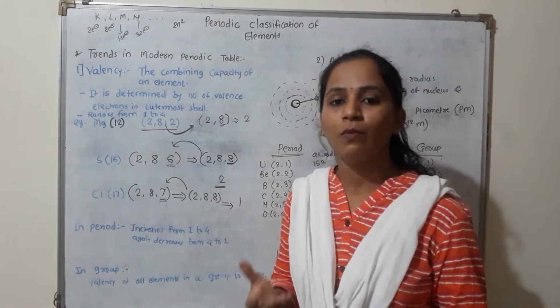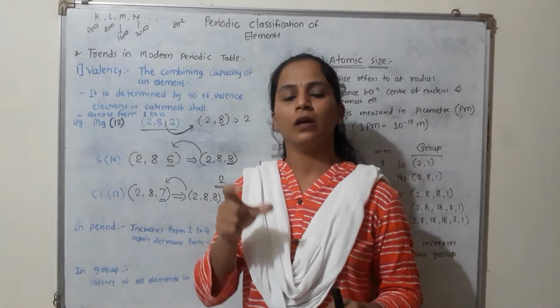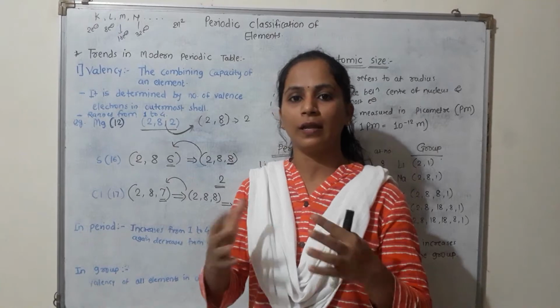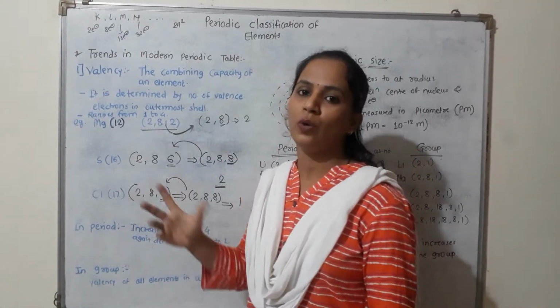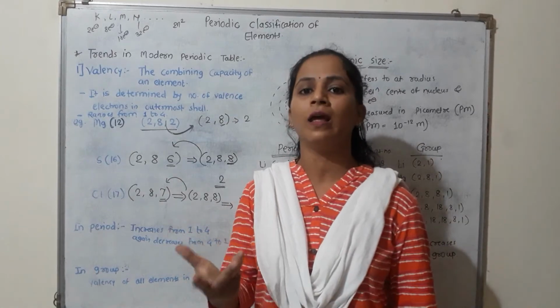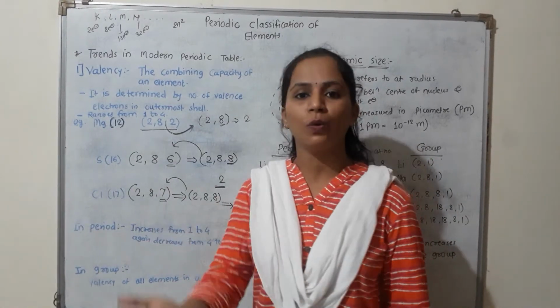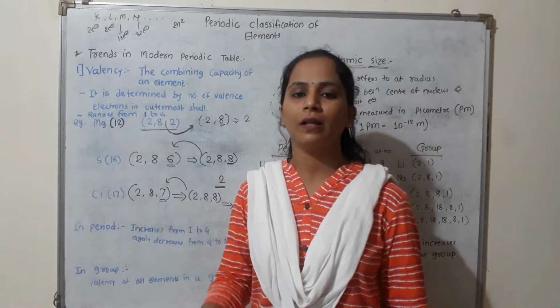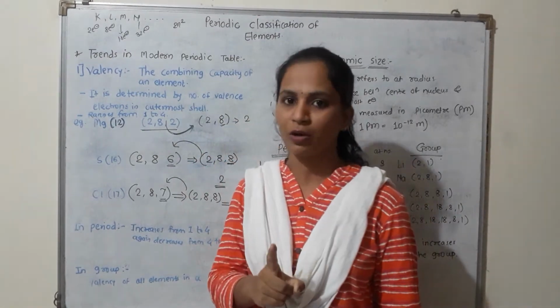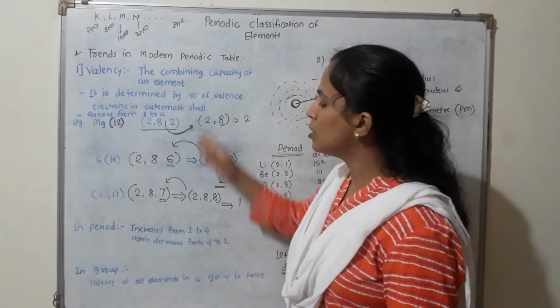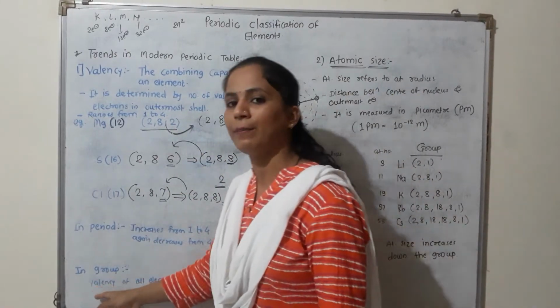And what is valency? Valency is nothing but the number of electrons which are gained or lost, taken or given by that element to become stable. Means how many electrons that element gives or takes to become stable. That number of electrons is its valency. Got it, student? Now what happens in a period and what happens in a group?